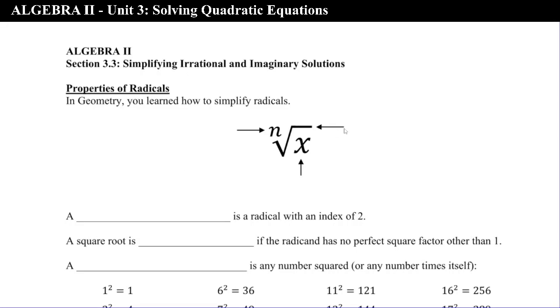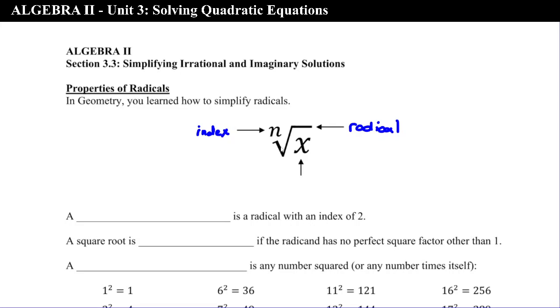Now, you often call it a square root symbol, but the square root only applies for certain situations. So this would be your radical. And that situation it applies to is related to this n value. This n value is called the index. And when the index is 2, that's when we call this a square root.